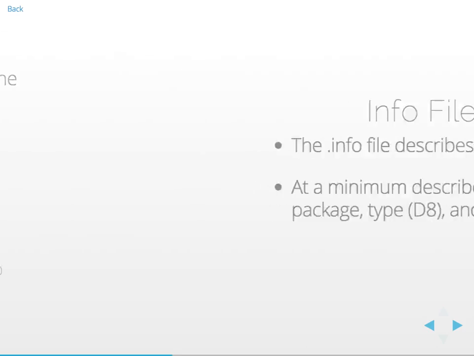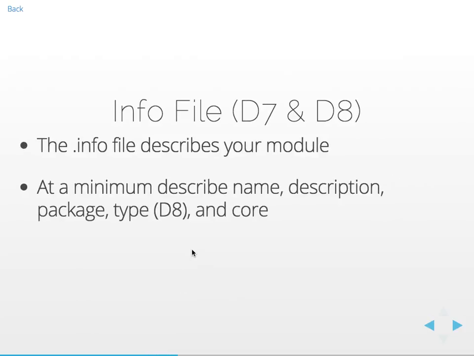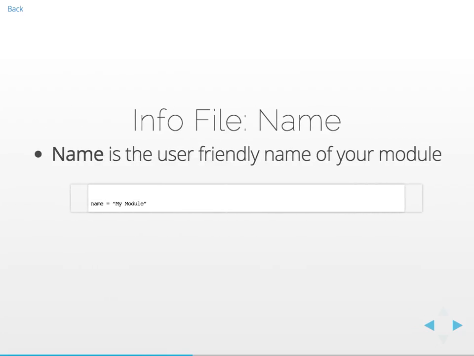So, all right, so info files in D7 and D8. Again, this is .info in D7, YAML file in D8. It describes your module. So at the minimum, it should have the name, the description, the package, the type in Drupal 8, and core version. So first up, name. So this is the user-friendly name of your module. So views, chaos tools, etc. It's not going to be the machine name.